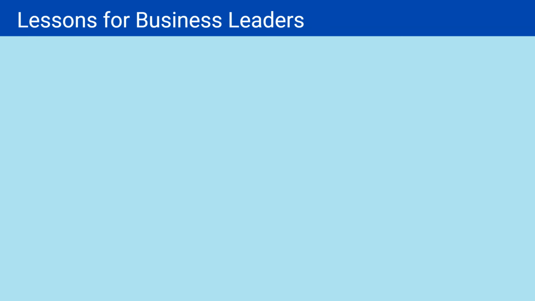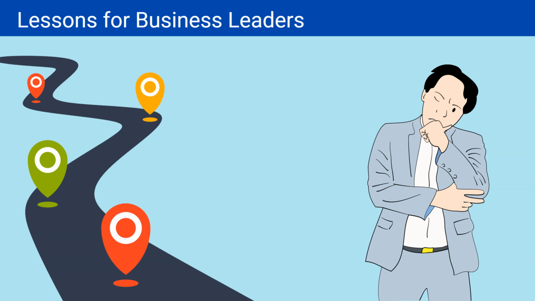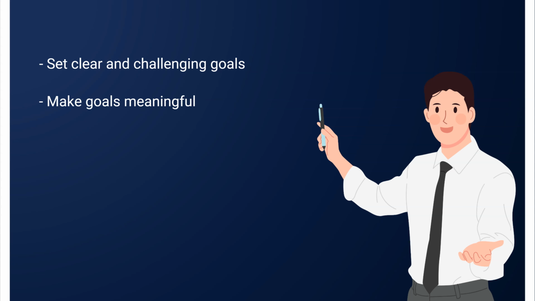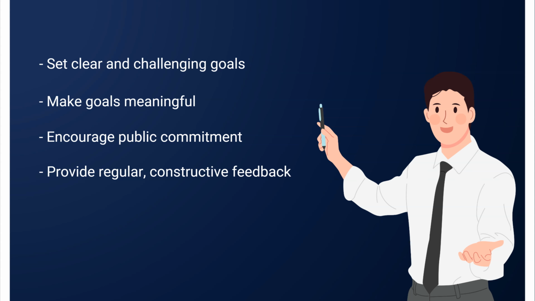Lessons for business leaders. Locke's theory isn't just about individuals. It's a roadmap for effective leadership and performance management. Leaders who want to build high-performing teams should set clear and challenging goals, but make sure they're realistic and aligned with team capabilities. Make goals meaningful by linking them to values, rewards, or professional growth. Encourage public commitment through team announcements, shared dashboards, or peer accountability. Provide regular, constructive feedback that helps people improve, not just measure.